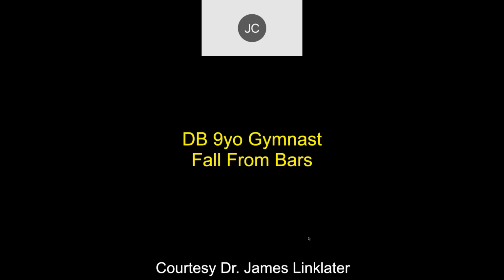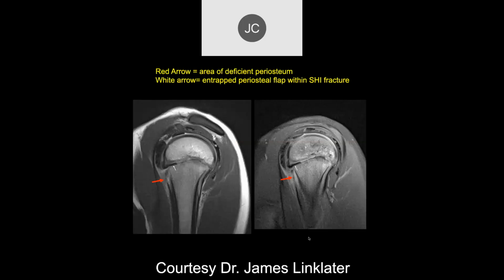Okay, 9-year-old gymnast fell from bars. So you can get injuries then. So the red arrow, arrow sign positive, area of deficient periosteum. It looks like the periosteum's entrapped again.